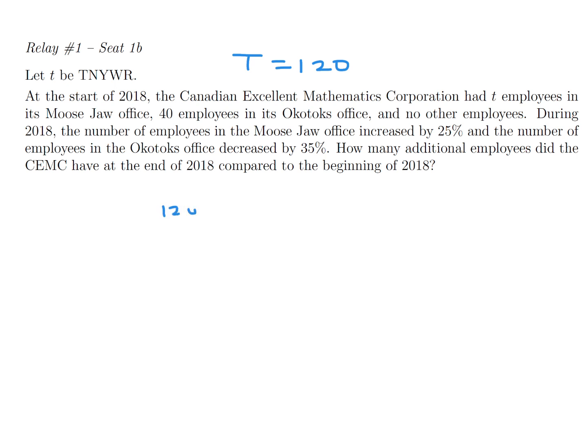So you have 120 and 40 in the beginning, right? And the total there is 160. And then this 120 increases by 25%. So 25% of 120 is 30, right? So that's going to go up by 30 to 150.